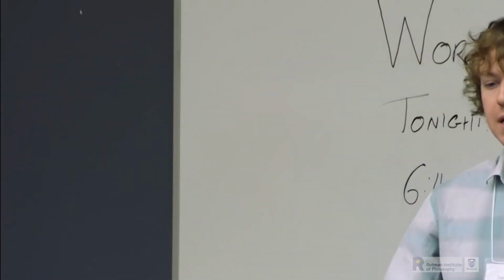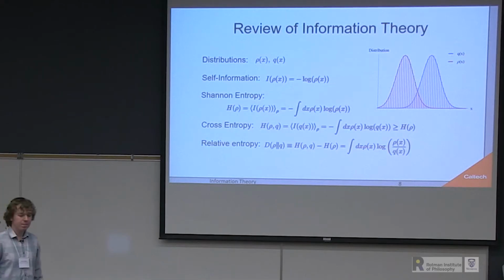So you can think of this as effectively how much information you need to distinguish my distribution Q from the distribution rho. So if there's a relative entropy of 2 bits, I just need 2 bits of information to transform from one distribution to the other.